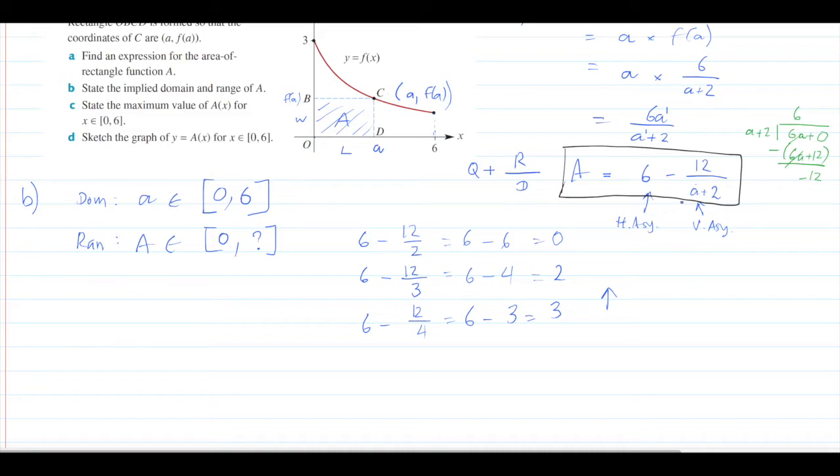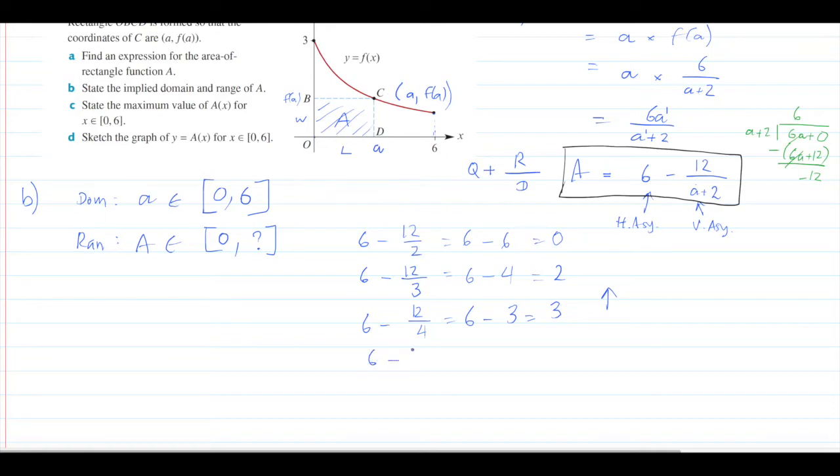So if you keep thinking about it, it makes sense: as your A gets bigger, your denominator gets bigger as well. But a bigger denominator means a smaller number as a whole, because 12 divided by a bigger denominator gives you a smaller number, but then that smaller number, when subtracted from 6, gives you the bigger area. And as you can see, this is the pattern.